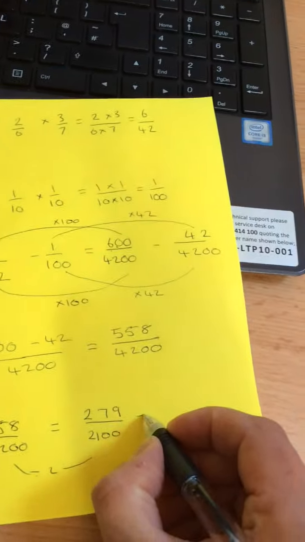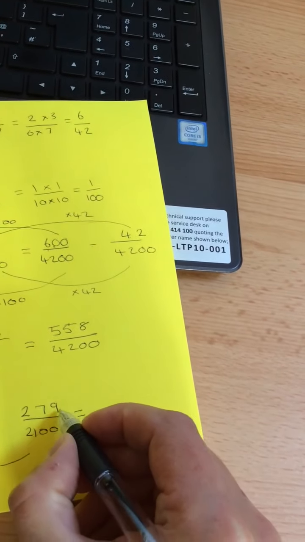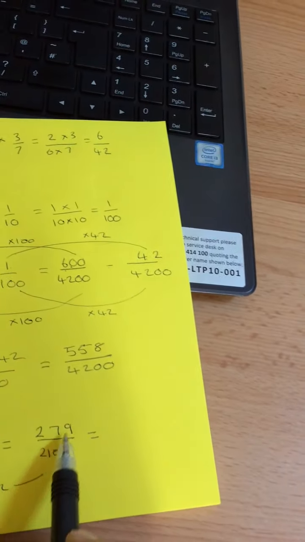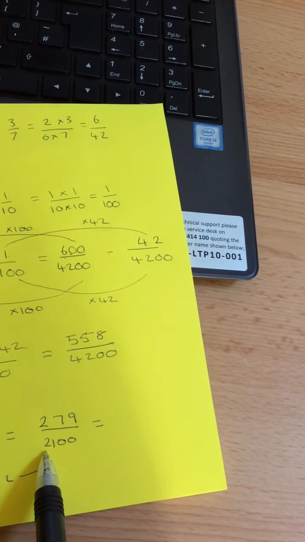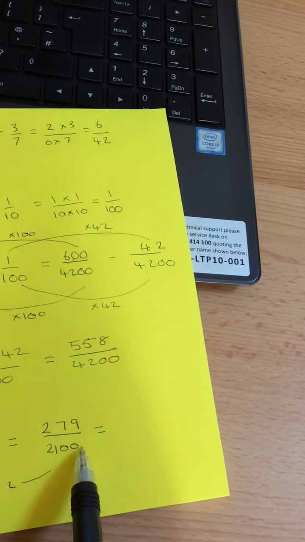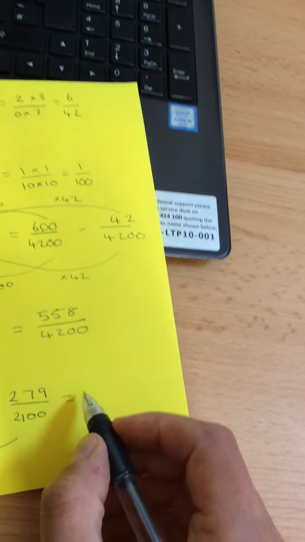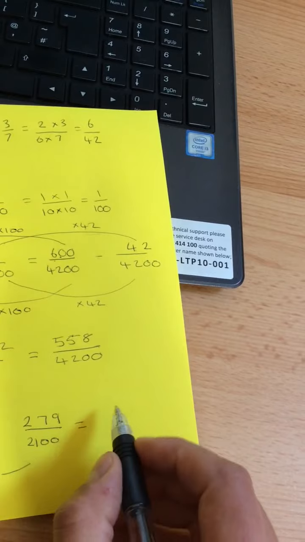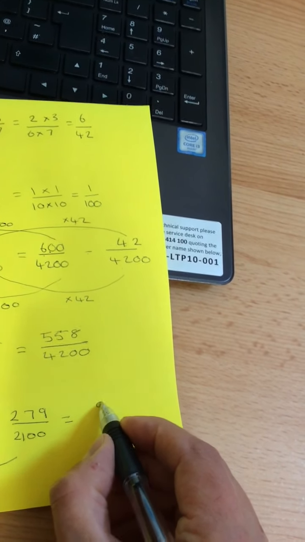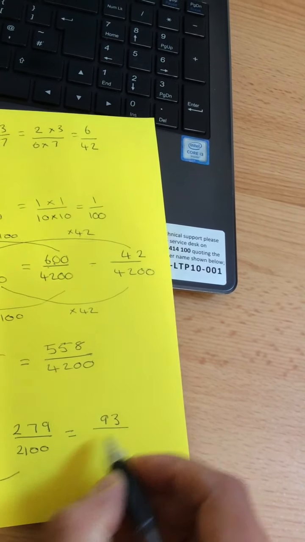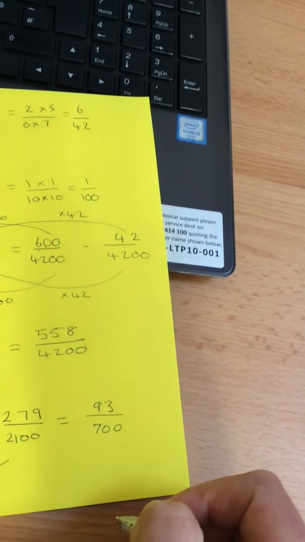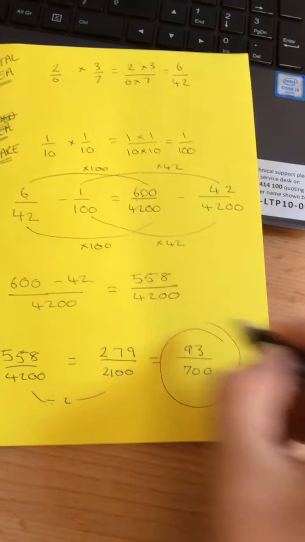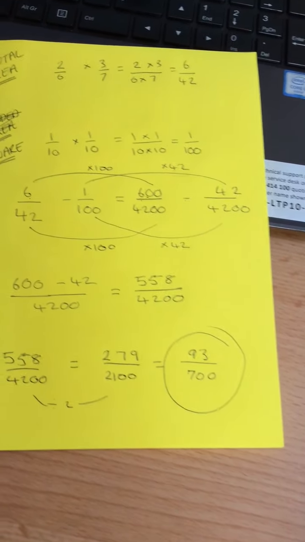I can keep going because these are also multiples of 3. The little giveaway here is that this number ends in a 9. That's often a giveaway that it's in the 3 times table. I've also got 2,100, so here I could divide that by 3, which would give me the answer of 93, and 2,100 divided by 3 is going to give me 700. I can't go any further than that, so that is my answer, 93 over 700.